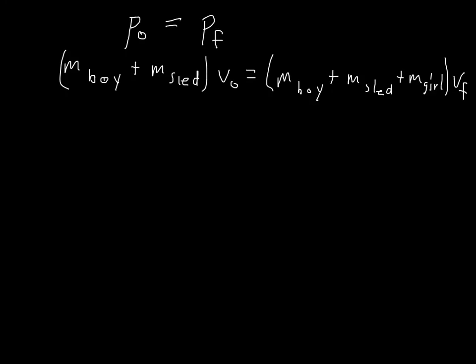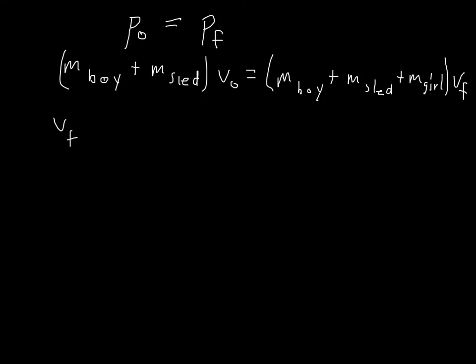So just to recap and to plug in some numbers, we have the initial momentum is equal to the final momentum. Initially, the momentum in the system is the total mass of the system, mass of the boy plus the mass of the sled times the initial velocity. Then the final situation, we still have the mass of the boy and the mass of the sled, and then we're adding on the mass of the girl. So we have a slightly larger mass, and then that's going to be multiplied by our final velocity to get our final momentum. We can solve this for the final velocity.